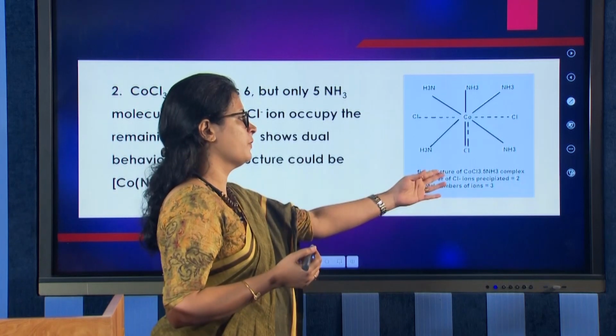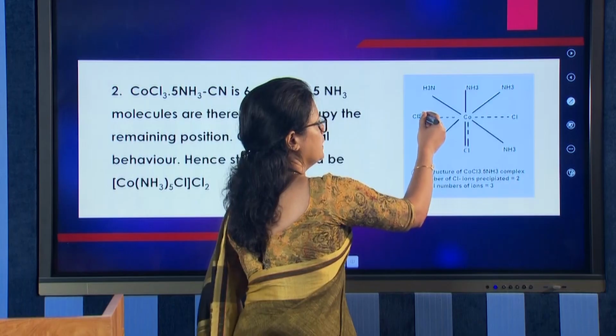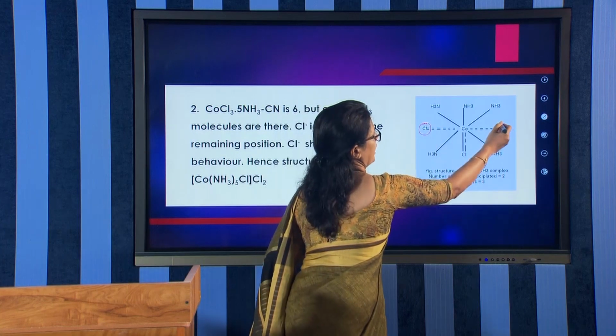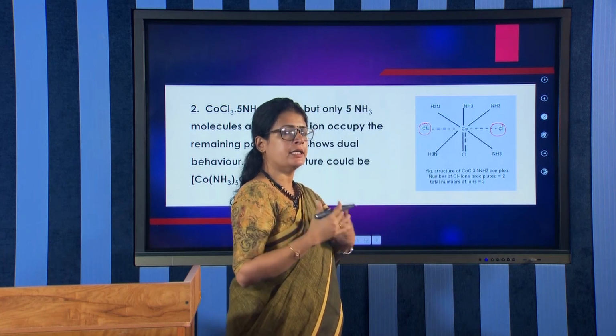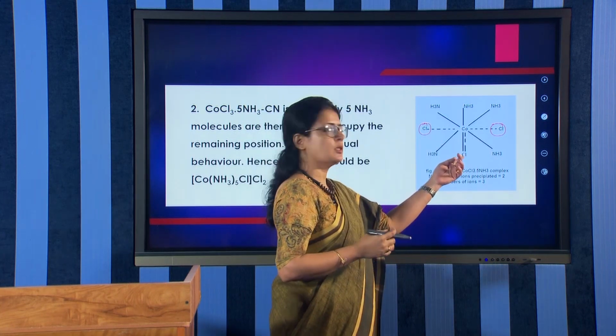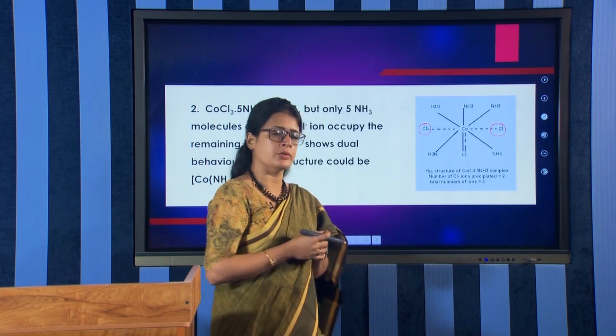So, you can see the number of chloride ions precipitated in this case is 2. Which are the chloride ions? This chloride ion and this chloride ion. 2 chloride ions will be precipitated by the addition of silver nitrate, but this chloride ion will not be precipitated because it acts as secondary valency also.